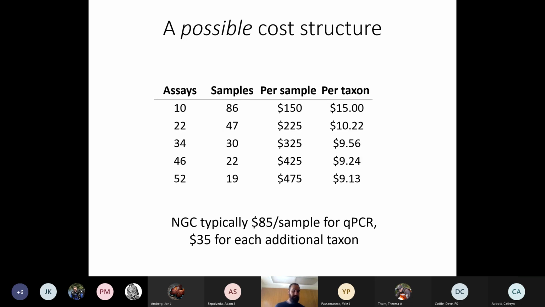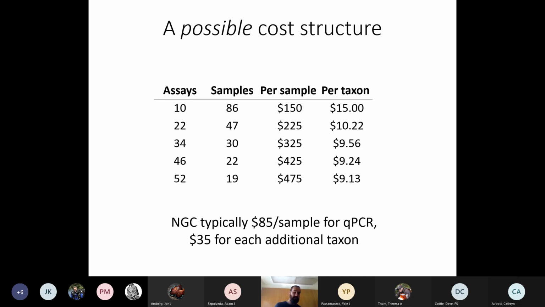All right, and then also this should be taken as very preliminary, but let's think about performance in terms of cost. Here's a table where we lay out 5 possible chip configurations with the current platform that we've been using, where we have the number of assays and the number of samples that would be run per chip, an estimate of what the cost per sample would work out to be, and what the cost per taxon per sample would be on that last column.